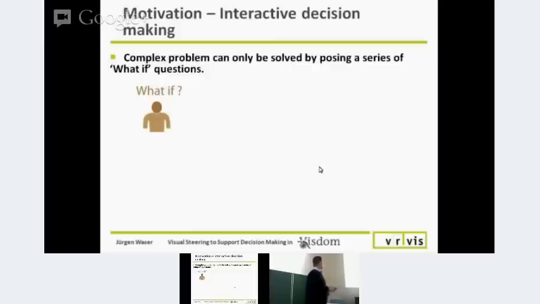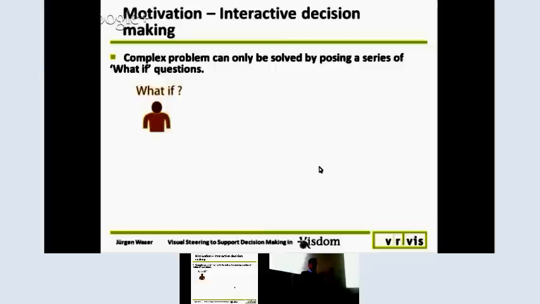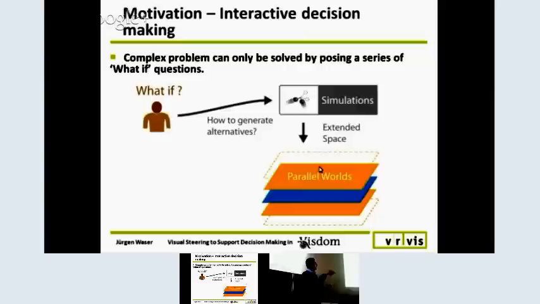So if you think of the simulation, there are a lot of uncertainties involved. You have very many variations that you have to take into account. When will the breach happen? Where will the breach happen? How high will be the flood level, flood velocity, and so on? So in your decision making, you have a lot of what if questions you would like to have answered, which means that you have a lot of simulations.